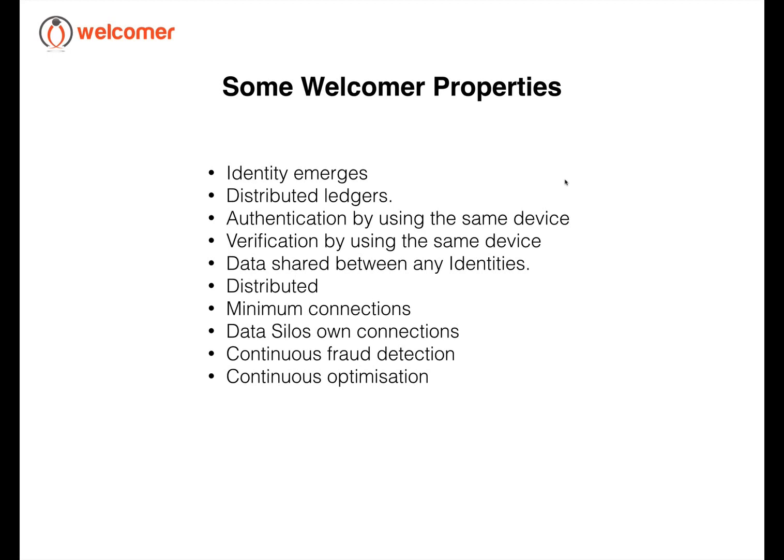The system is distributed, with data silos having private rules of access. The data silos own the Welcomer data attached to the data silos. Welcomer has the minimum of connections to connect data silos. It allows for continuous fraud detection and optimization of the polyhedra while the electronic identity is inactive.